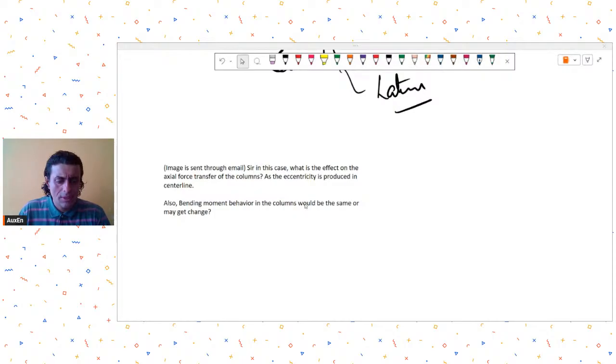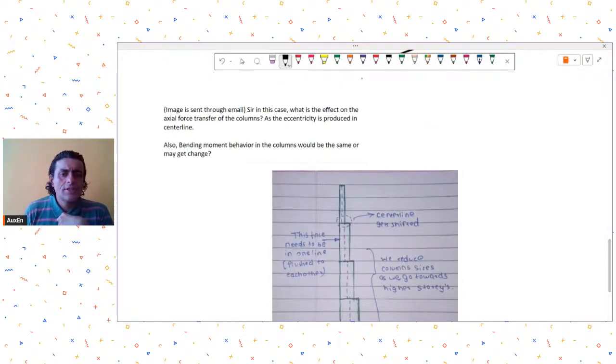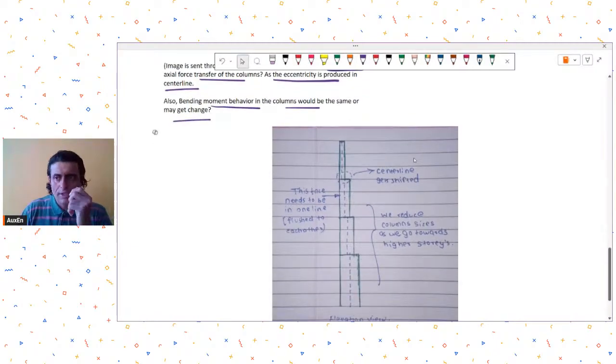So this is the image that he has sent. What he is asking in this case is: what is the effect on the axial force transfer of the columns as the eccentricity is produced in the center line? Also, would the bending moment behavior in the columns be the same, or may it change? Yes, the behavior may change because now there is an eccentricity that is being generated.